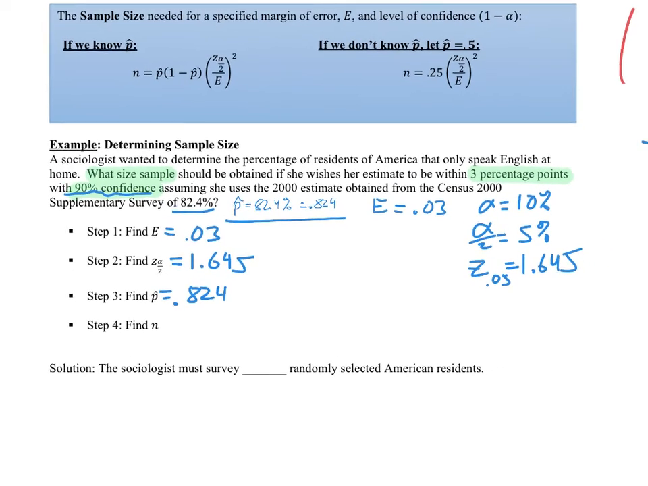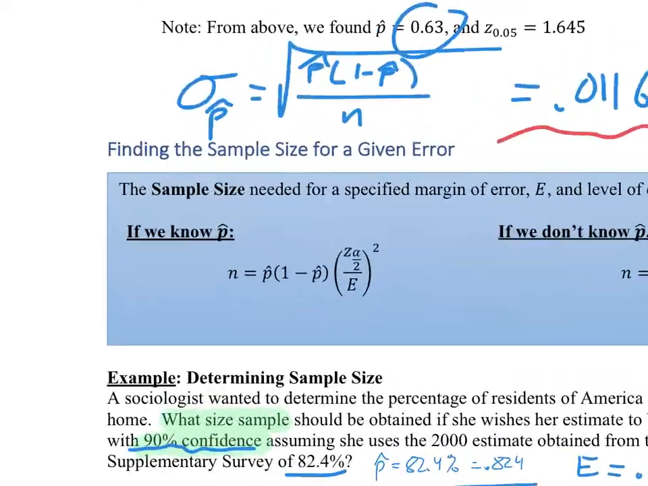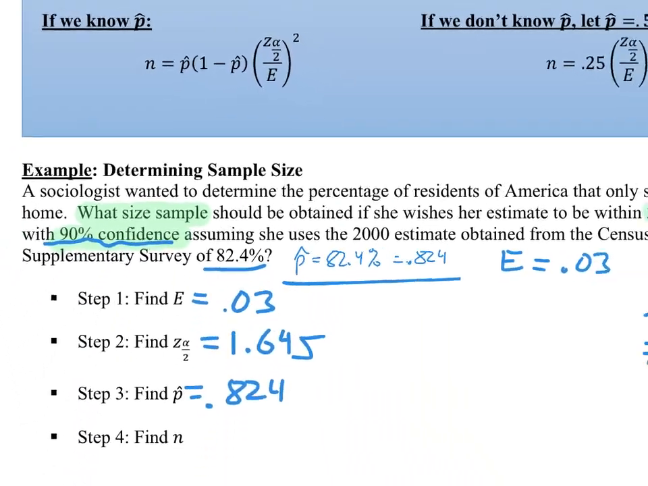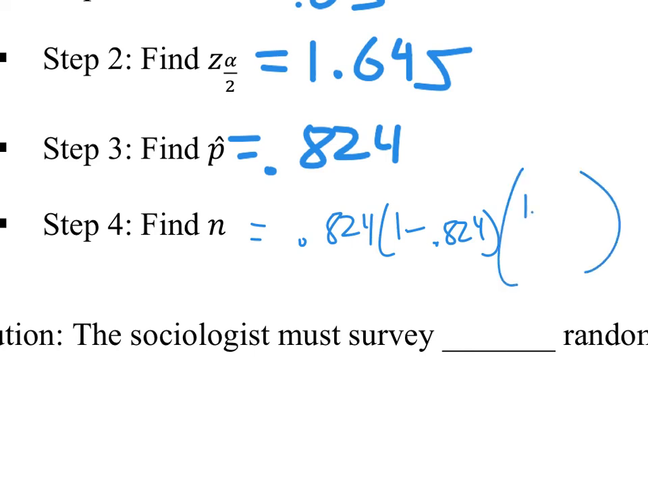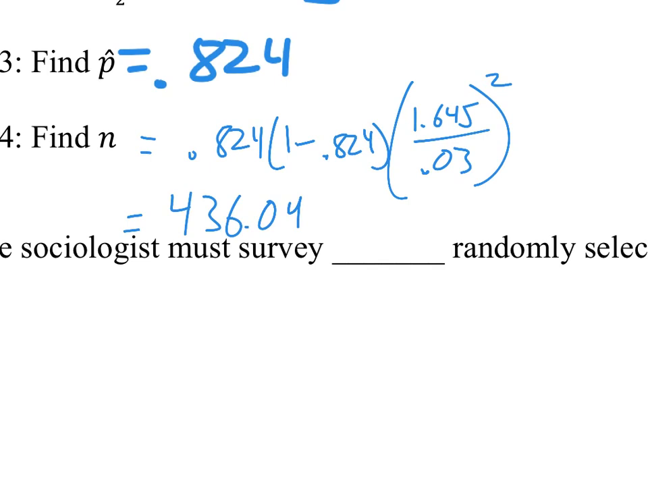Now we have everything we need to use the formula. So the formula says we're going to take p hat times 1 minus p hat times z over e squared. So let's go with our p hat, 0.824 times 1 minus 0.824 times the z value, which was 1.645, over the error we want, which is 0.03 squared. Type that all into your calculator at the same time carefully. Use your parentheses and you'll get it. And we should get 436.04, which we'll round up. Because we need more than that, we'll round that up to 437 people.